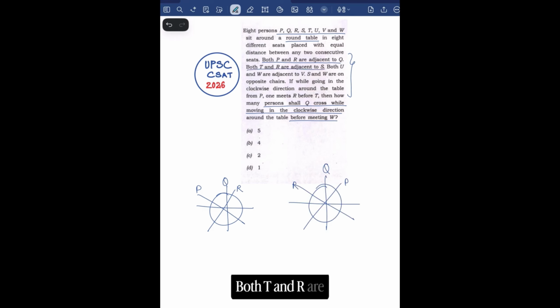Now let's read the next clue. Both T and R are adjacent to S. This means that S will be in the middle and T and R will be on its sides. We have R fixed. So let's place S in the middle and let's place T next to it. Now let's read the next clue. Both U and W are adjacent to V. Since we do not have the locations of U, V or W, let's skip the step for now and move on to the next step. So S and W are on the opposite chairs. We have the location of S fixed. Let's place W on the opposite end.